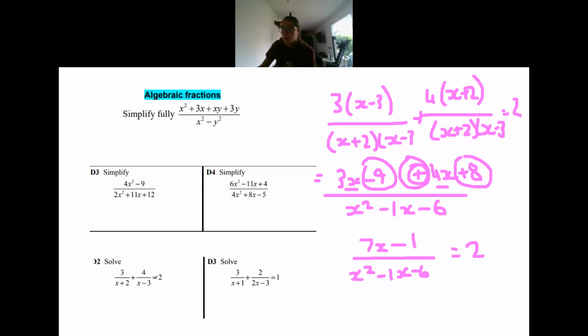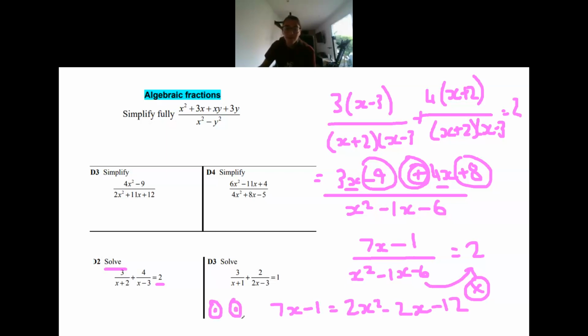Now this is equal to 2, so it's a solve question. If it's equal to something, you can find the value of x. It's a fraction, so the first step is to times by that denominator. 7x minus 1 equals 2x squared minus 2x minus 12.